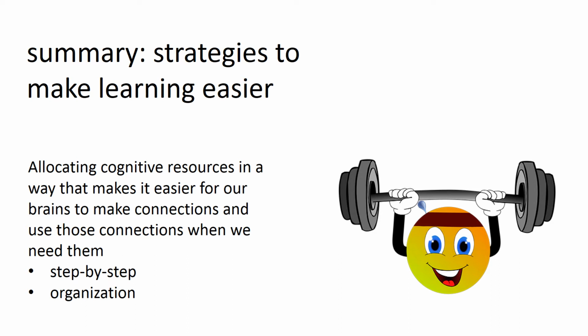The takeaway message then is that we can make learning easier by using our cognitive resources in a way that makes it easier to make and use connections. Two relatively simple ways to do that are to think about things step by step and to organize materials so we don't have to think as much about where to find what we need.